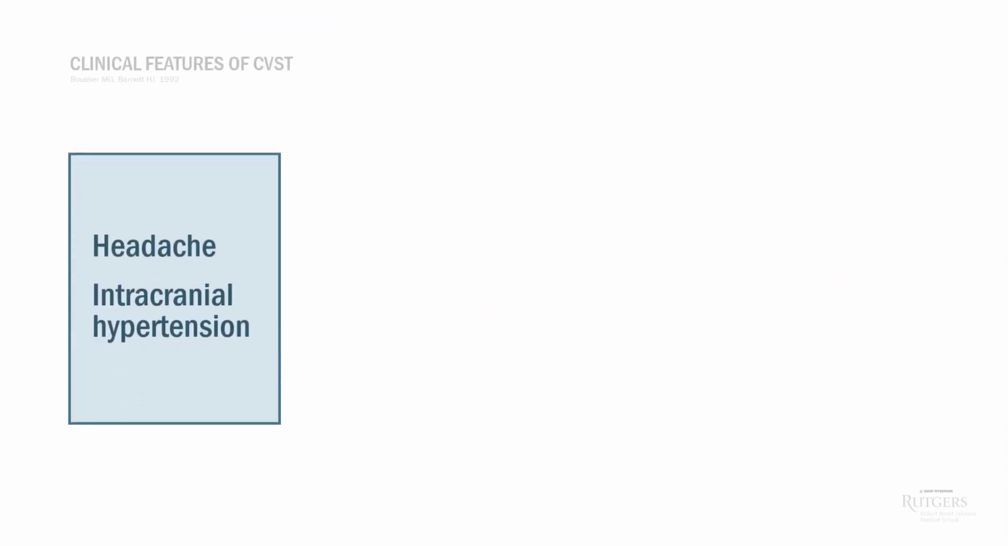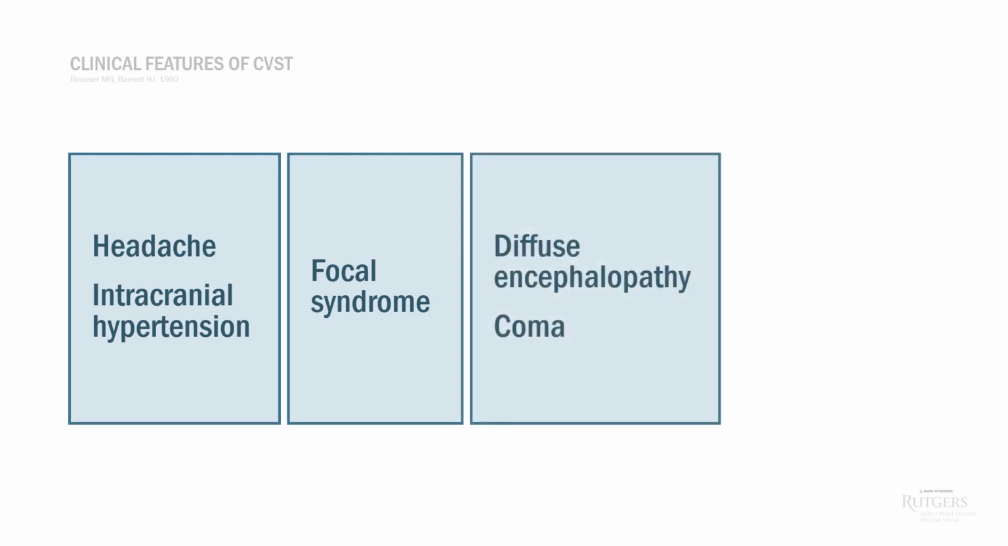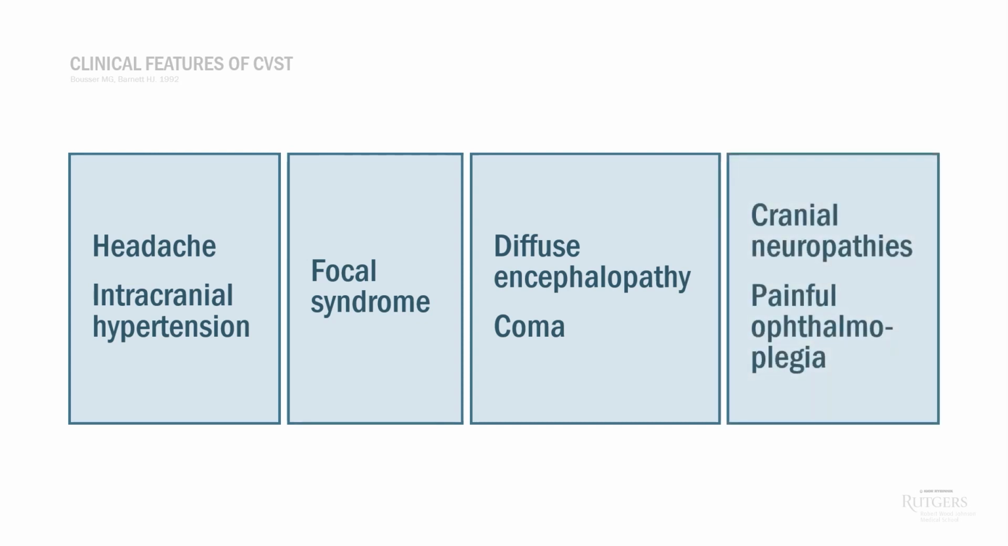To elaborate, cerebral venous sinus thrombosis really presents as 4 distinct entities. Headache with or without symptoms of intracranial hypertension, the most common presentation. Focal syndrome with neurological deficits and perhaps seizures. Diffuse encephalopathy or coma, and cranial neuropathies and painful ophthalmoplegia, especially with transverse sigmoid and cavernous sinus thrombosis.